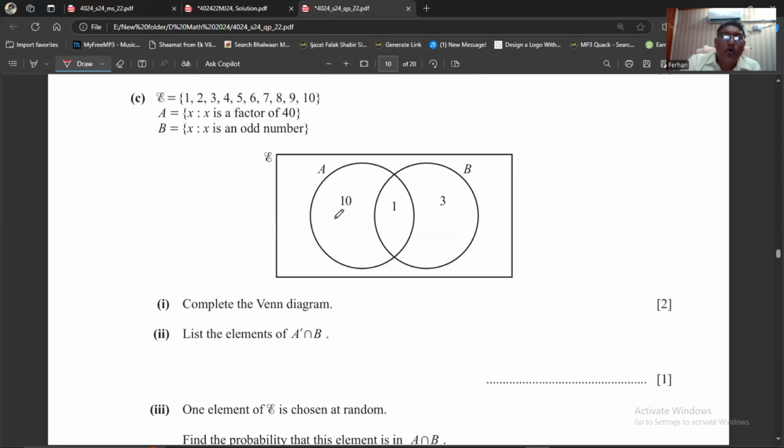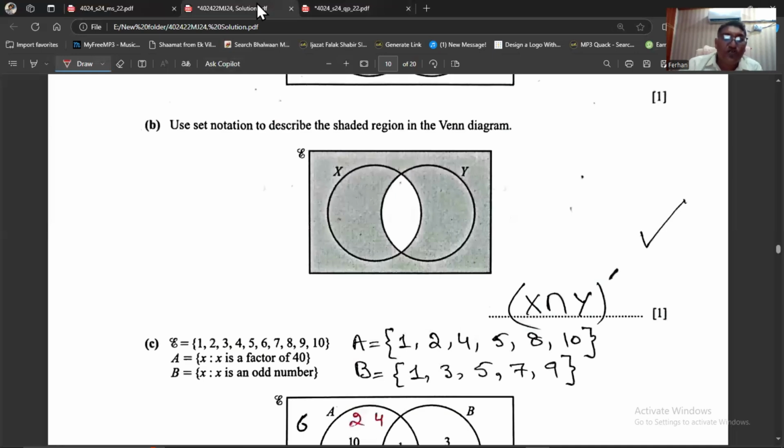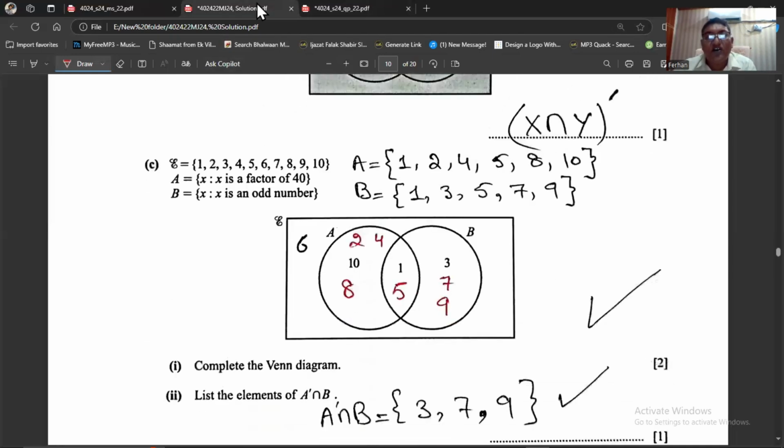The numbers which are only in A will be written here. The numbers which are only in B will be written here. The numbers which are not in A nor in B will be written here. So let me show you. I have done this. Okay.